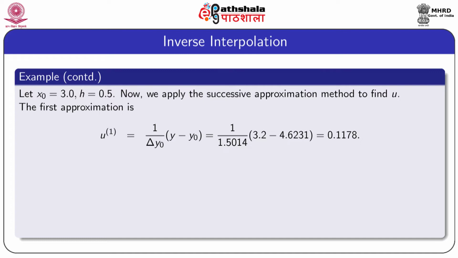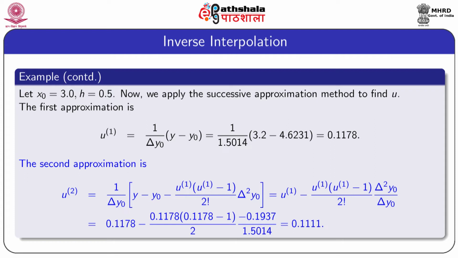Now, we use the successive approximation method to find the value of u. The first approximate value of u, that means u1, is 1 by delta y0 into y minus y0 equal to 1 by 1.5014, this is the value of delta y0, whole into 3.2 minus 4.6231. After simplification, this expression is equal to 0.1178. That means this is the value of u at the first iteration.